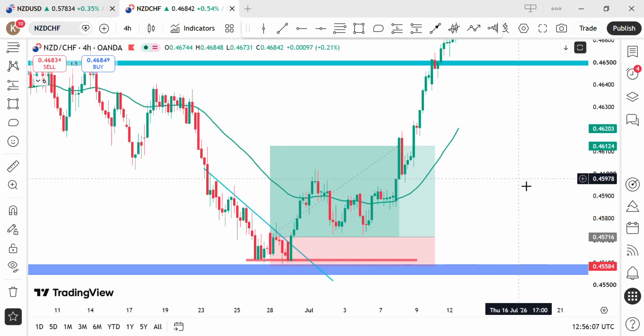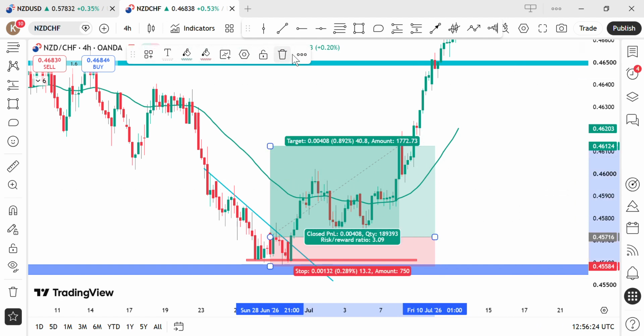Yeah, so guys, this is how we do proper top-down analysis. Now there was actually a continuation trade over here, but we didn't take the continuation trade. We still maintain our swing trade that we took when the price broke the descending triangle. So this was the continuation trade that we saw.